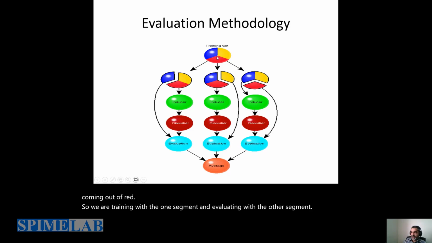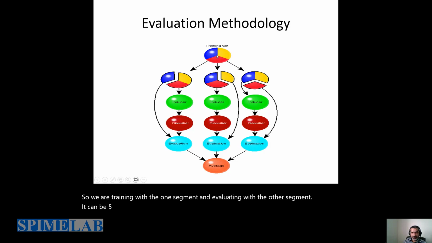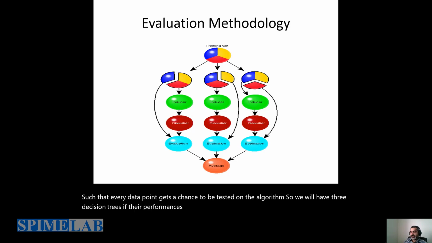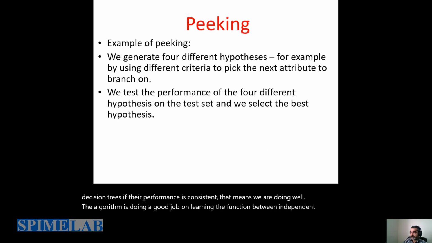It can be 5-fold, 10-fold or 20-fold depending on the size of the data. So we use one fold to test and the other folds to train, such that every data point gets a chance to be tested on the algorithm. So we will have three decision trees. If their performance is consistent, that means we are doing well. The algorithm is doing a good job of learning the function between independent variables and the dependent variable.